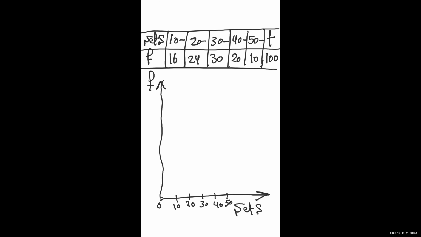Then here, the frequency, from the number of students: 16, 24, 30, 20, and 10. So I'm going to represent it as 0, then 5, 10, 15, 20, 25, then 30. What's the greatest frequency in the table, guys? 30, so 30 is enough. Then what will be the first step?